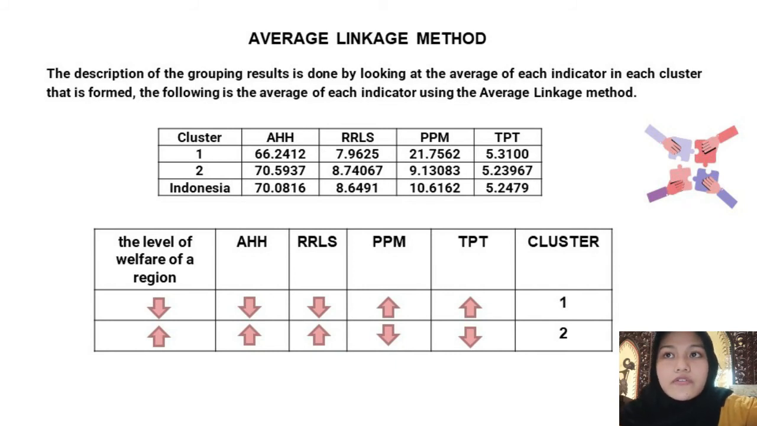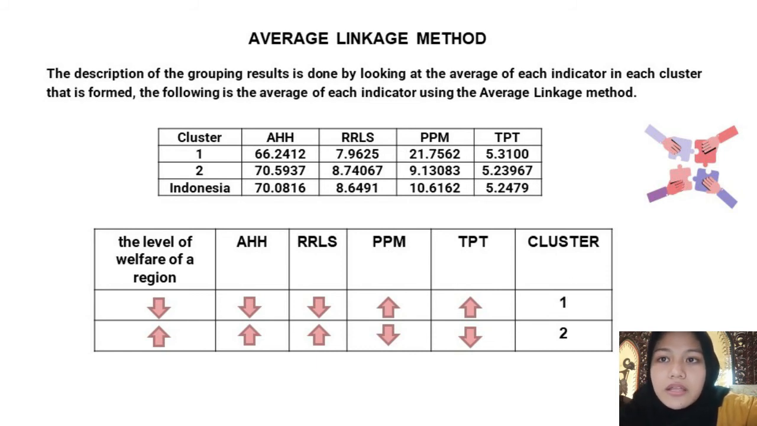The description of the grouping result is done by looking at the average of each indicator in the clusters that are formed. The following is the average of each indicator using the average linkage method, in the table below. Based on the table, the average values of the AHH and RRLS indicators in the second cluster are higher than the first cluster and Indonesia. Then, the value of the TPT indicator in the second cluster is lower than the first cluster and Indonesia.